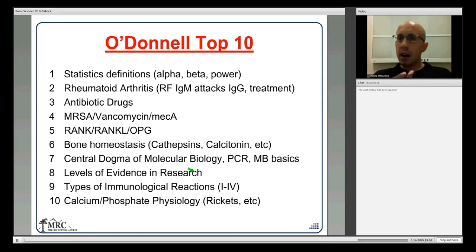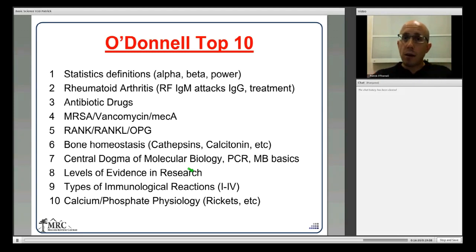Number three, antibiotic drugs. In addition to knowing their mechanisms of actions, you have to tuck away those little facts like the MEK-A gene, things that are going to confer resistance to some of our bacterial strains. Related to that is the MRSA, vancomycin, and MEK-A pathway.